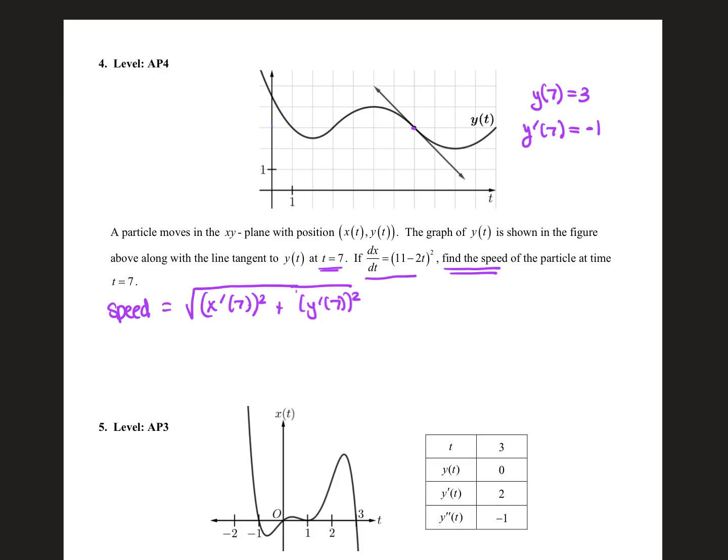Well, we have the x prime at 7. So dx/dt at t equals 7 is 11 minus 14, so -3 squared, which is equal to 9. So I know 9 squared would then be 81. We know y prime at 7 is -1, so -1 squared is 1. So this is the square root of 82.